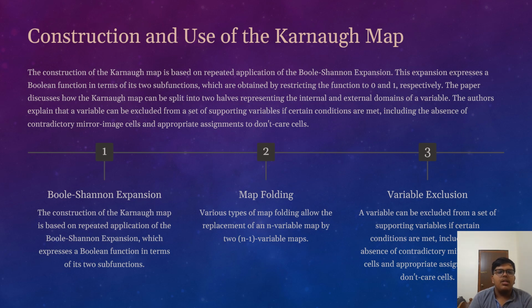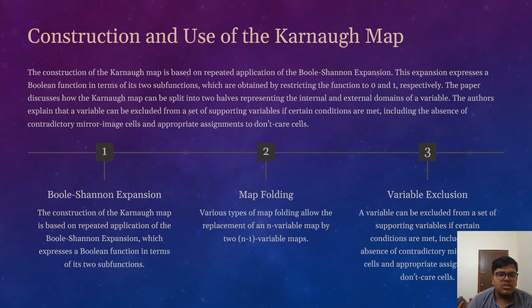Construction and use of K-map. The construction of the K-map is based on repeated applications of Boole-Shannon expansion. This expansion expresses a Boolean function in terms of its two subfunctions, which are obtained by restricting the function's variable to 0 and 1 respectively. The paper discusses how the K-map can be split into two halves representing the internal and external domains of the variable. The author explains that a variable can be excluded from a set of supporting variables if certain conditions are met, including the absence of contradictory mirror image cells and appropriate assignments to don't care cells.